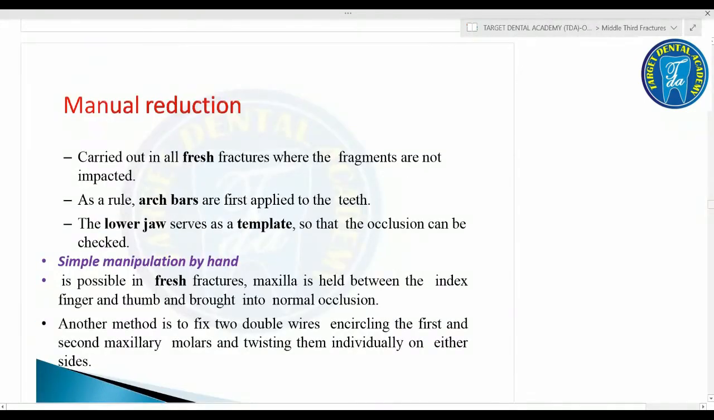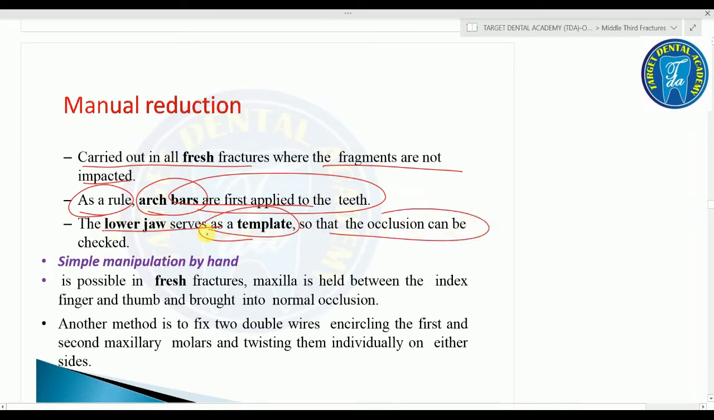Starting with the manual reduction, it is carried out in all fresh fractures where the fragments are not impacted. As a rule, the arch wires are the first to be applied to the teeth. In the lower jaw, this serves as the template so that the occlusion can be checked.